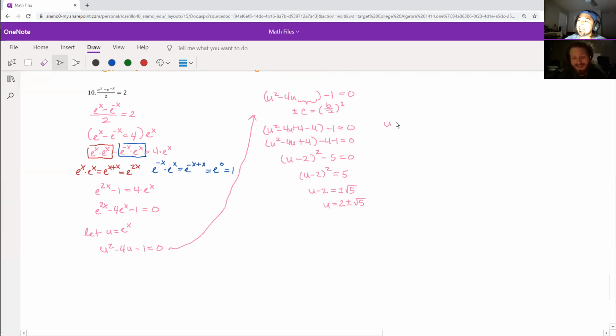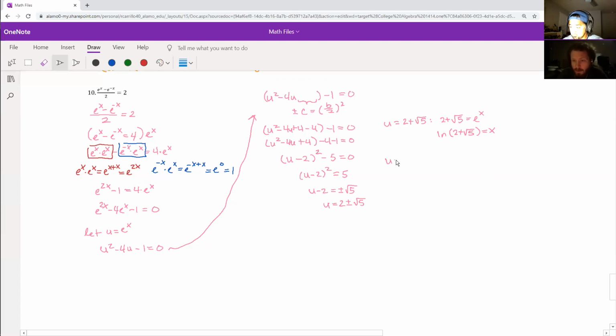So there you go. Take u equals 2 plus the square root of 5, right? So then we'll get 2 plus the square root of 5 equals e to the x, right? Yep. So we'll take the natural log of both sides. Natural log of 2 plus square root 5 will equal just x. And we're done on that one.